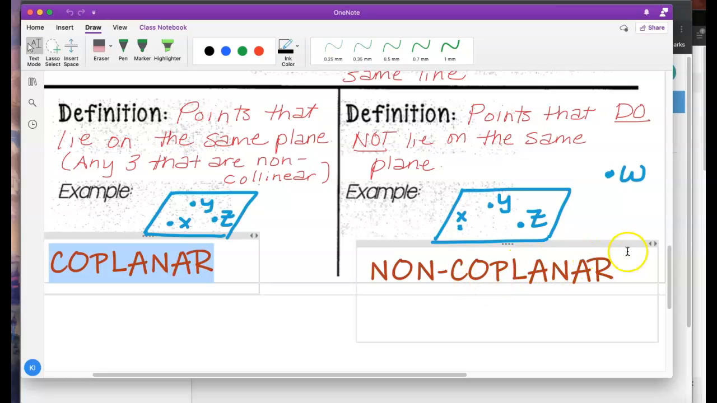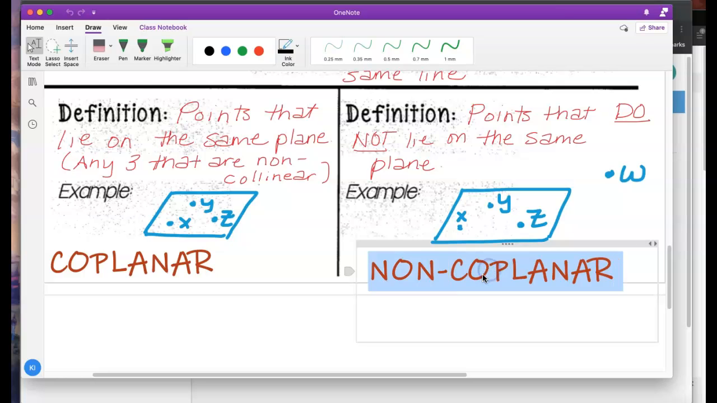right, to be non-coplanar, because even if I talked about Y, Z, and W, I could draw a plane through those, even though I don't have a picture of them, I don't have a box drawn around them, I could make one. But in this case, I couldn't draw a plane through all 4 of those points, okay? That's why they're non-coplanar. It means they're points that do not lie on the same plane.